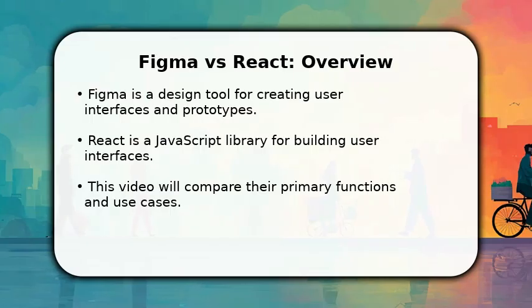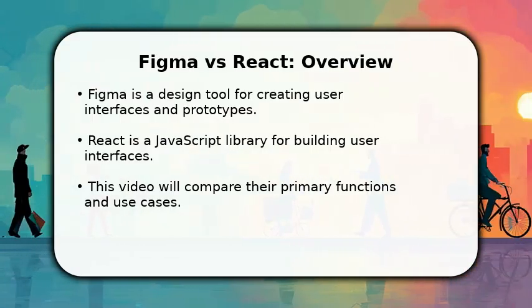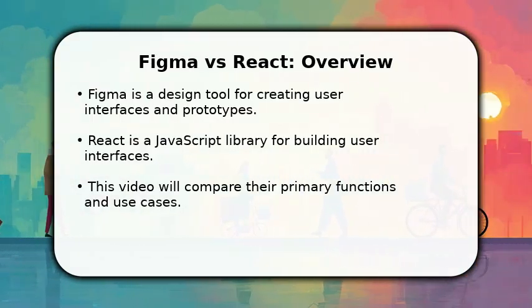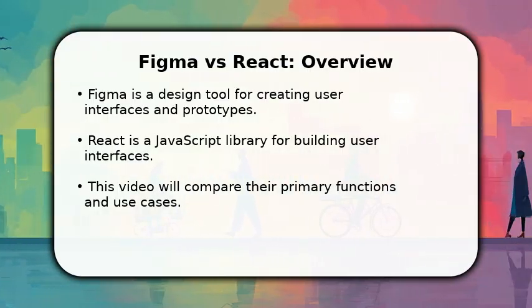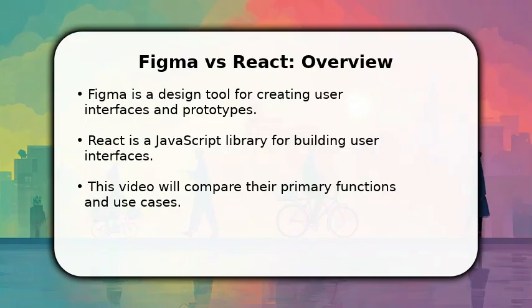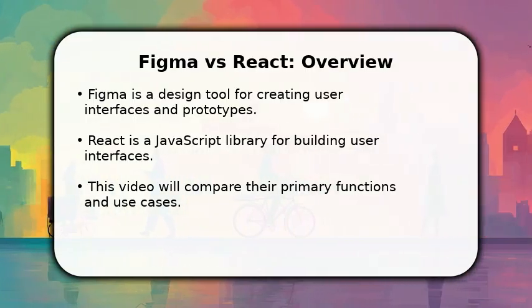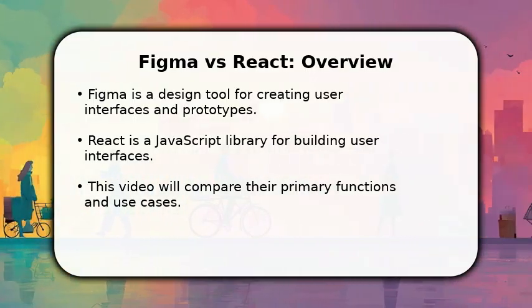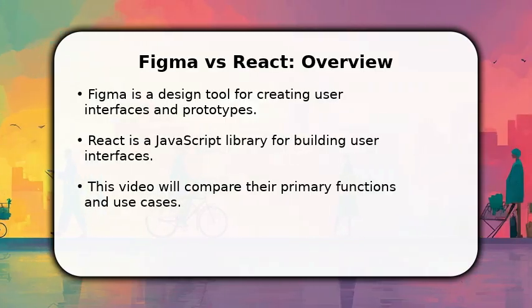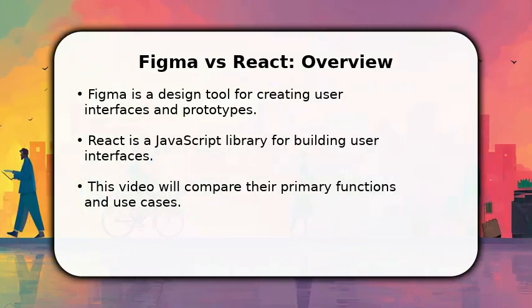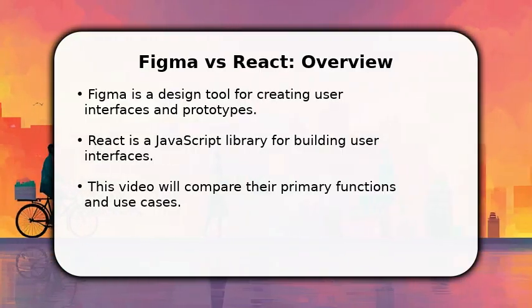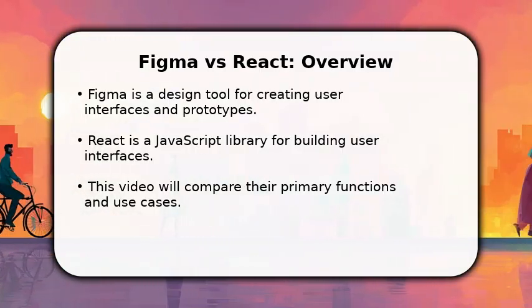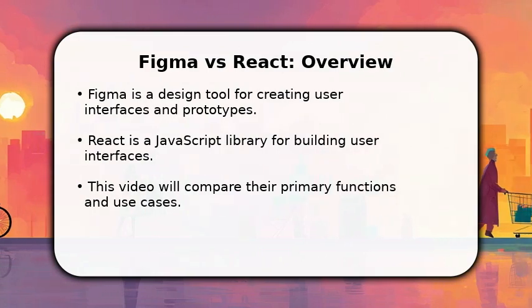In this video, I will compare Figma versus React. We'll dive into their core functionalities, helping you understand their distinct roles in the product development lifecycle. Figma excels in design and prototyping, offering a collaborative canvas for visual creation. React, on the other hand, is a powerful framework for building dynamic, interactive user interfaces with code. By the end, you'll have a clearer picture of when and why to choose each tool, or even how to use them together effectively.